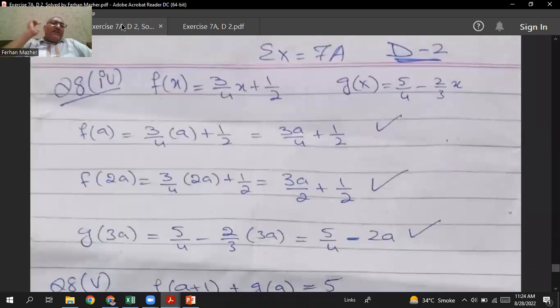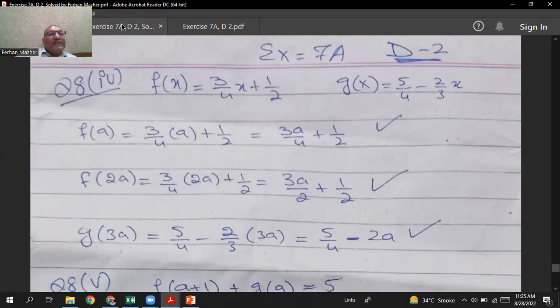So here we go. It says f of x equals 3x by 4 plus 1 by 2. So f of a will be, wherever there is the x, just substitute it with the a. So you will have 3 by 4 a plus 1 by 2, and so it will be 3a by 4 plus 1 by 2. That's the answer.